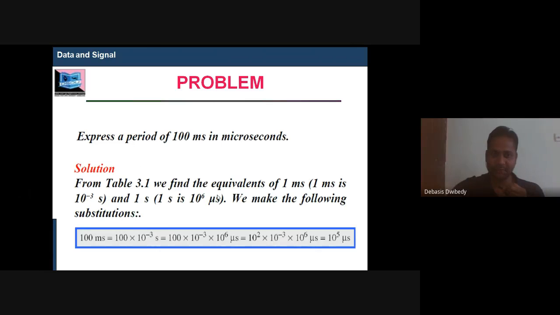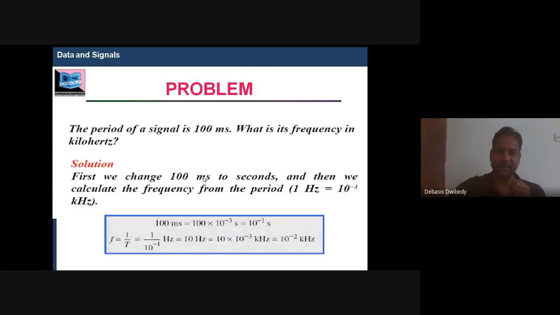Okay, so you need to understand the table that we have discussed, and you can solve this type of problems in any unit conversion regarding your frequency and your time period. I have given a lot of problems. You can practice. I have given the solution, so you can practice it at your home as well.